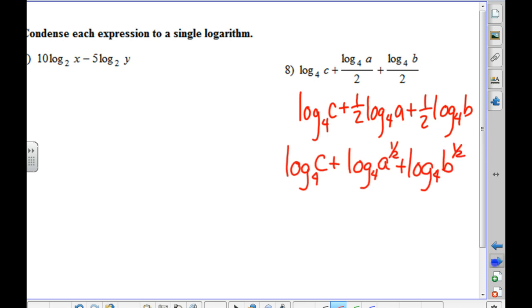Okay. Now, what does a 1/2 power mean? Square root. All right, and what does plus mean between all these? We can condense it into one multiplication. So we're going to have log base 4 of c times the square root of a times the square root of b. Can we multiply 2 square roots together? Yes. Yes, you can multiply anything together. You just can't add things that aren't.